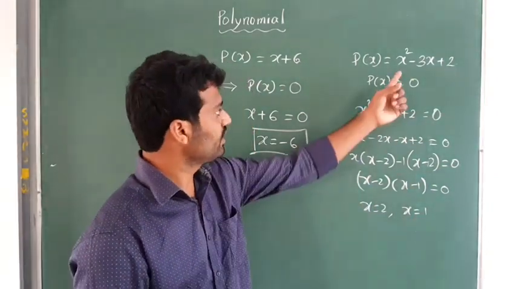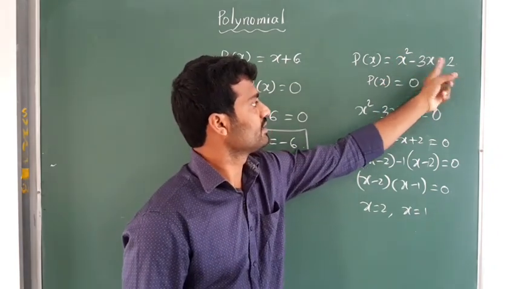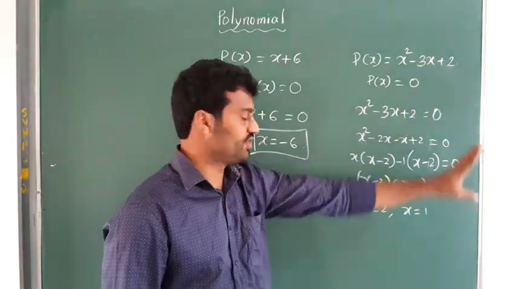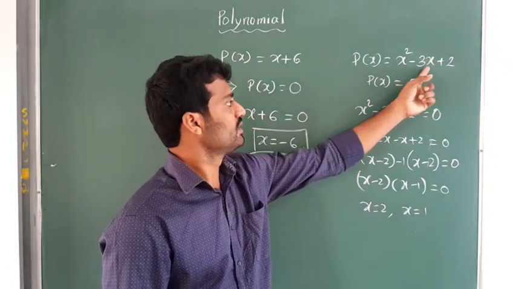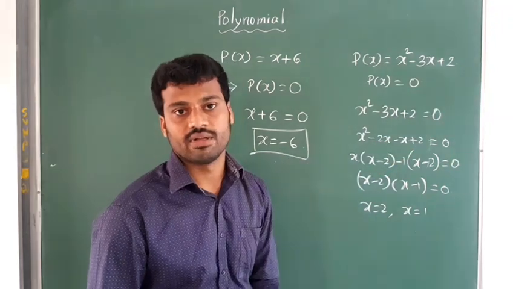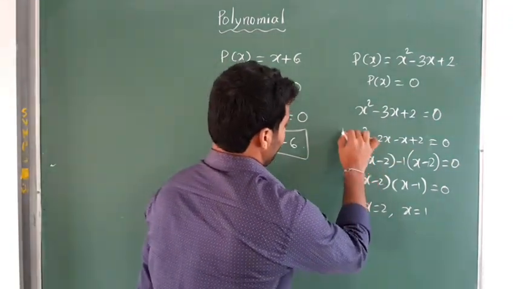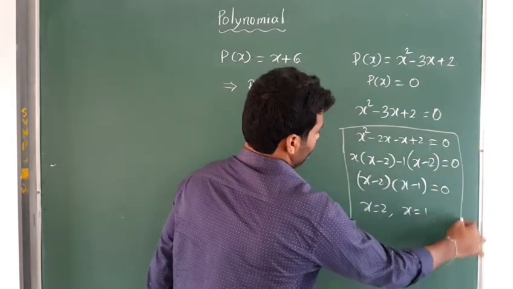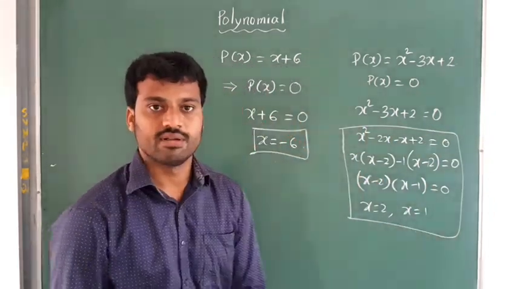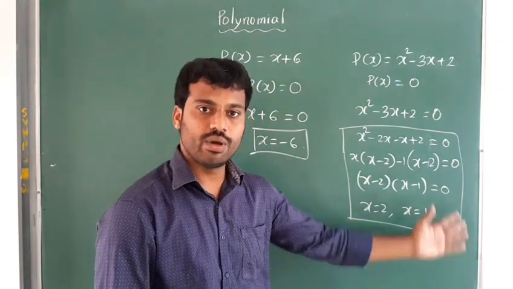If you substitute 2: 2 twos are 4, 4 minus 6 plus 2 is 0. x is equal to 1: 1 minus 3 plus 2, 1 plus 2 is 3, minus 3, 0. Clear or not? Here you may have doubt or confusion about how I did this. This is nothing but factorization.